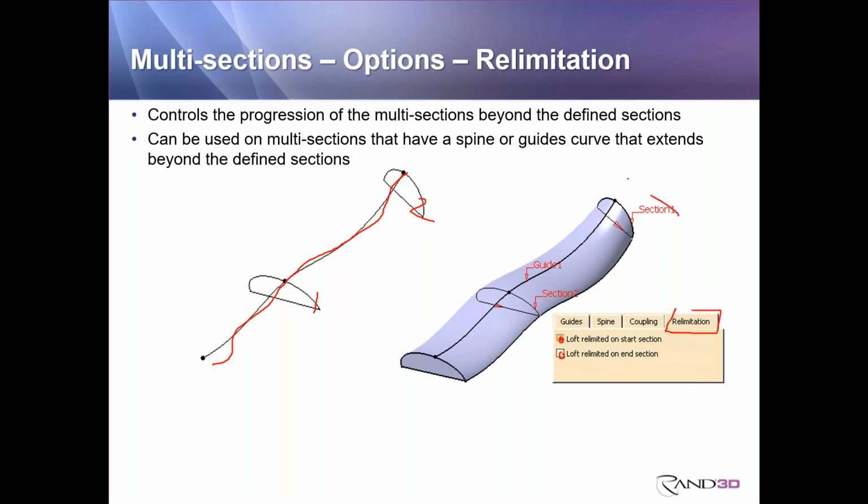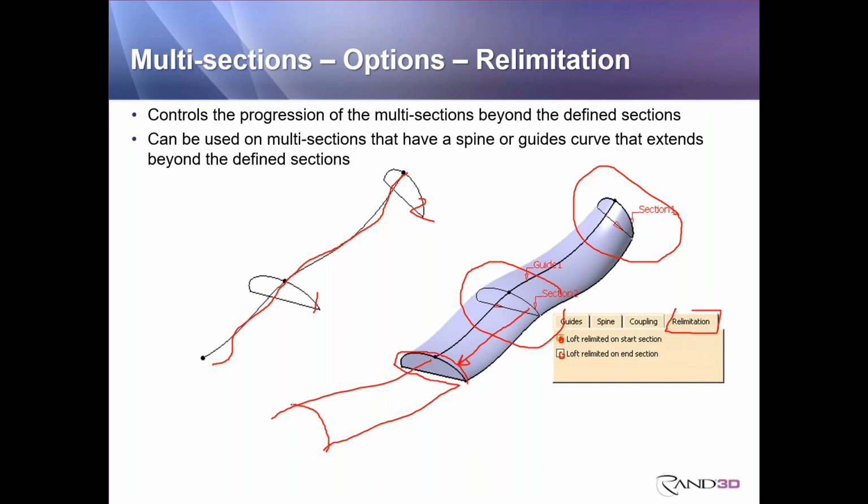Now notice section number 1 was actually over here at the far end, and then section number 2 is over here. So if you were to turn off the relimited, what would happen is this would just continue out to the length of that guide curve. Now if that guide curve was even longer, it would extend this thing out even longer. So it goes through and uses either the spine or the guide curve to determine the overall length of the multi-section.